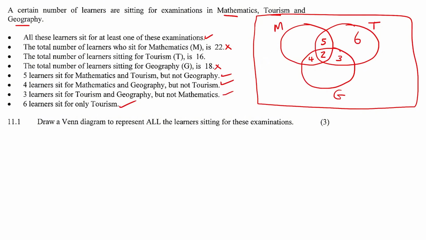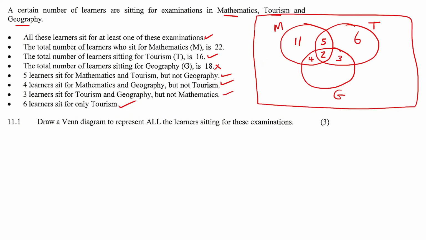Now that is going to help us so much, because now we can work out the maths, because we know that all of the maths must add up to 22. So 5 plus 2 plus 4 is 11. So that means that this must be 11, so that it gives 22.